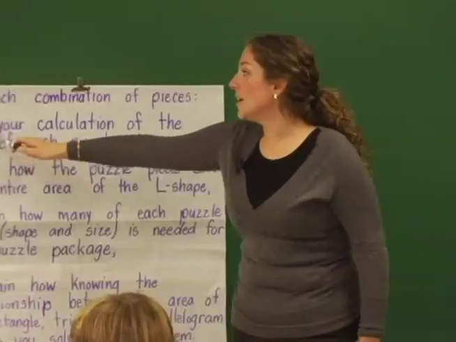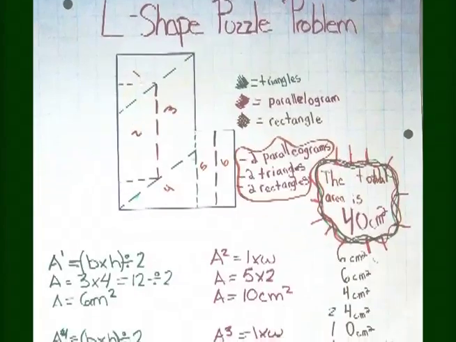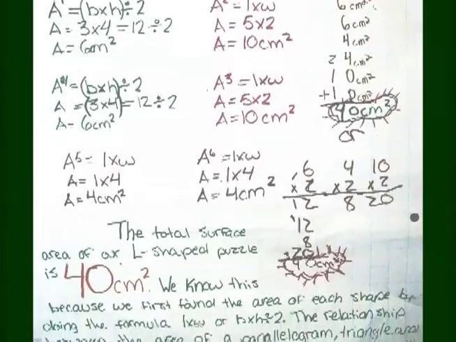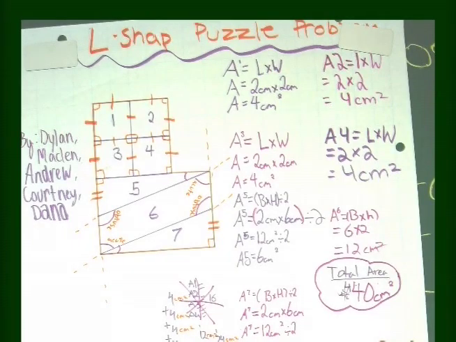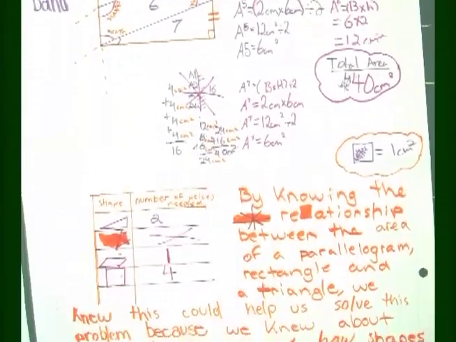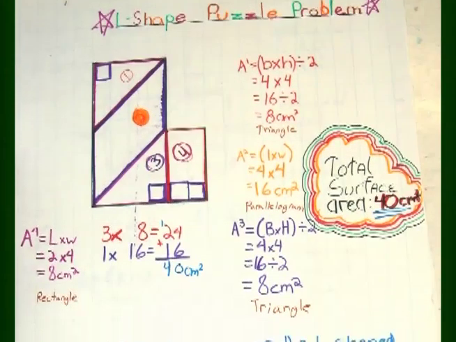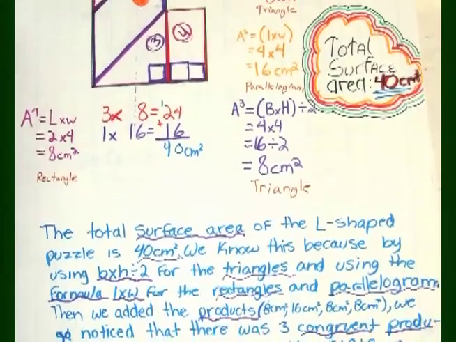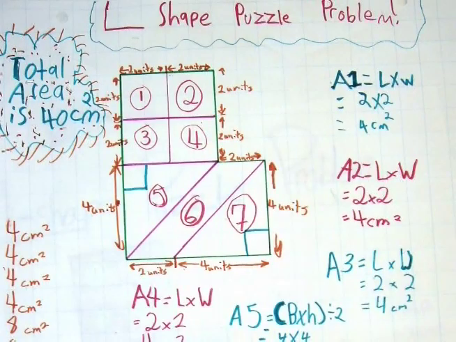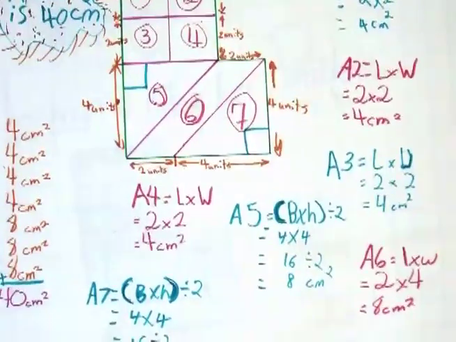The first one is, show your calculation of the area of each puzzle piece. Show how the puzzle pieces cover the entire area of the L shape. Explain how many of each puzzle piece, shape and size, is needed for one puzzle package. And the last one, that's how you're essentially going to justify that you've met it all. You'll be explaining how knowing the relationship between the area of a rectangle, triangle, and parallelogram helps you solve this problem.